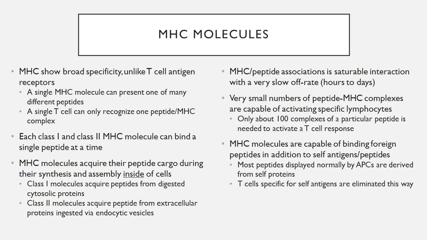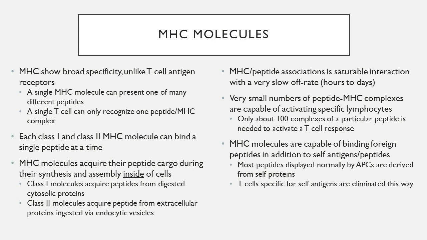As I mentioned when we were talking about the structures of these complexes, MHC molecules acquire their peptide cargo during their synthesis and assembly inside of cells. So don't think of it like a receptor on the outside of a cell that finally binds with a free-floating antigen. Cells need to process these antigens, these long peptides, inside the cell, digest them, and then produce a combination of MHC and peptide at a given time. And MHC complexes are not stable without that peptide.